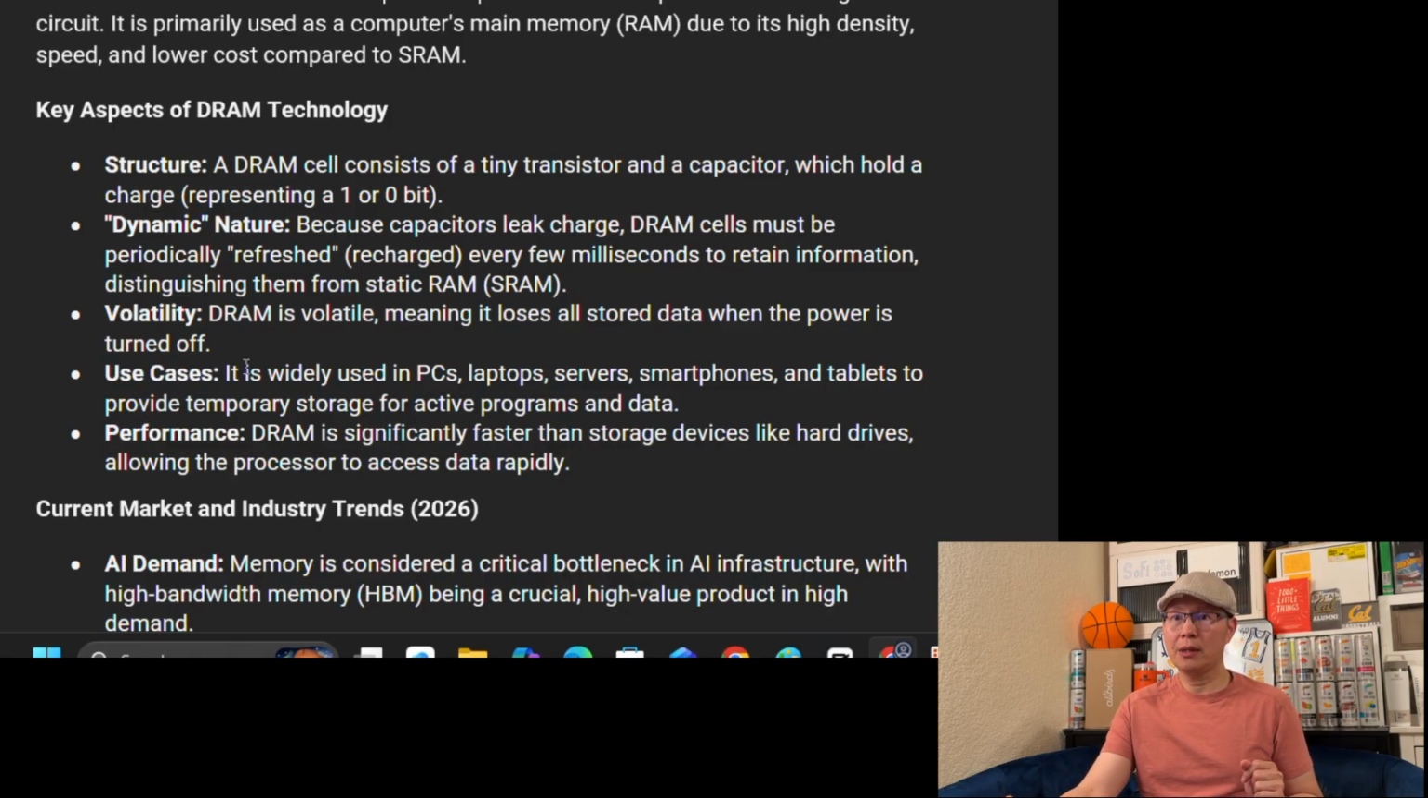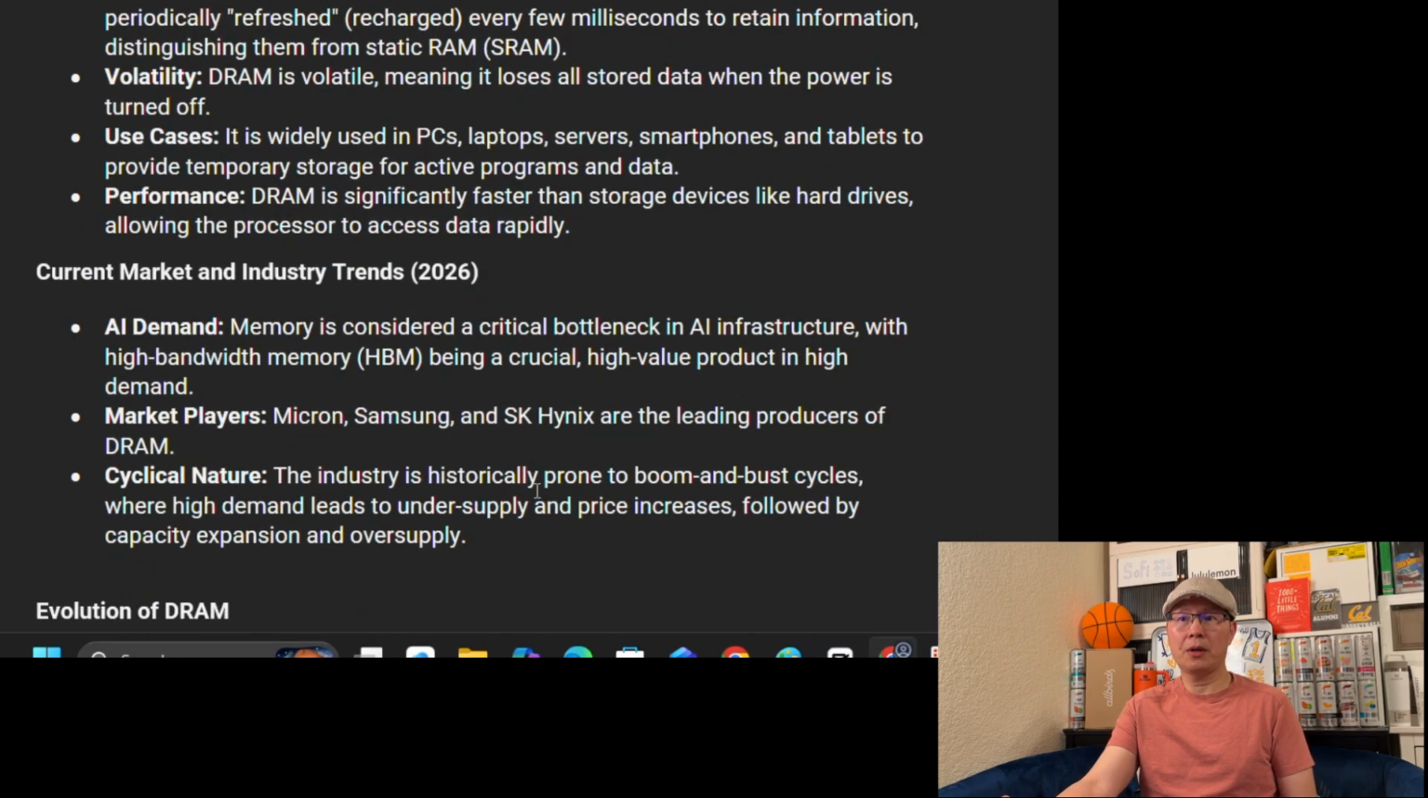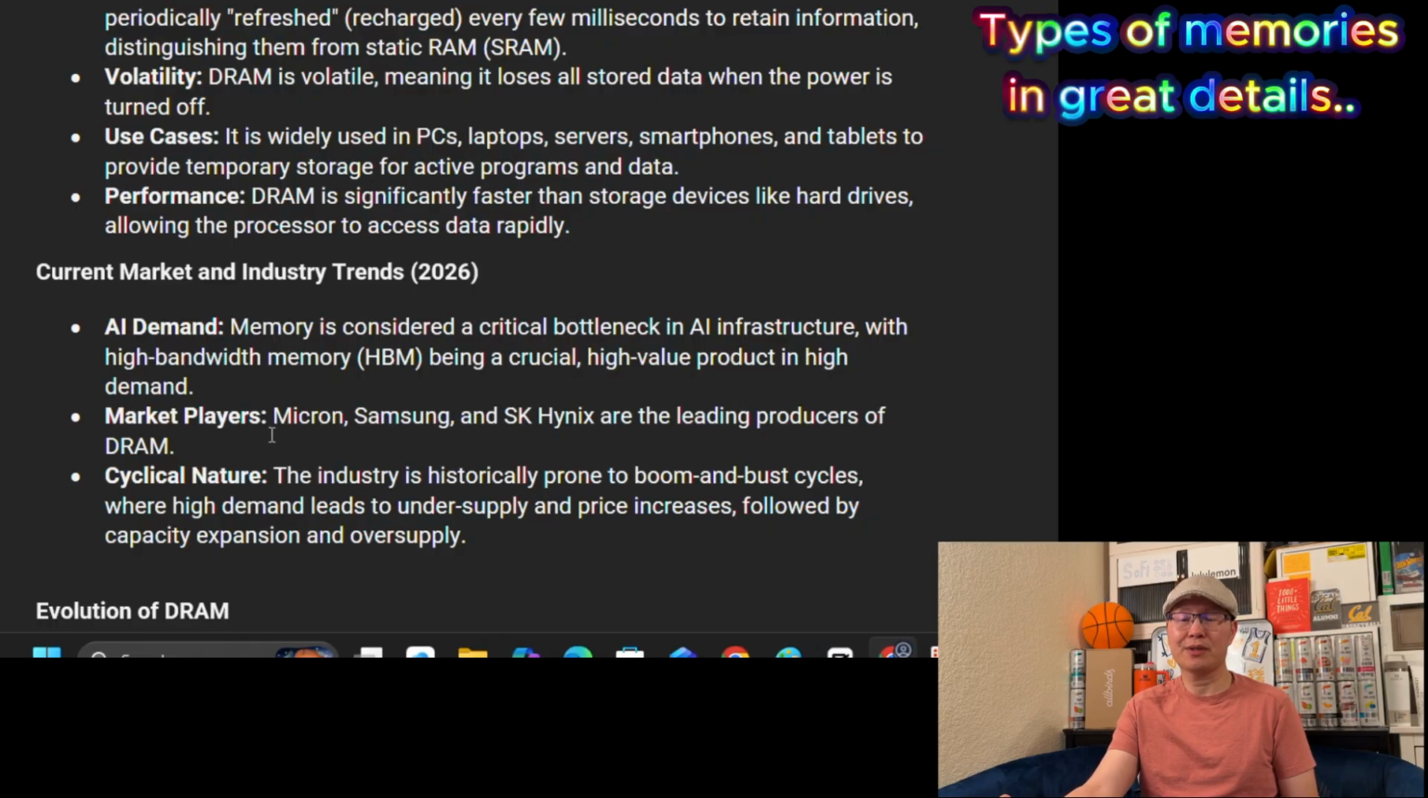Use cases. It is widely used in PCs, laptops, servers, smartphones, and tablets to provide temporary storage for active programs and data. Performance: DRAM is significantly faster than storage devices like hard drives, allowing the processor to access data rapidly. Current market and industry trends in 2026, AI demand. Memory is considered a critical bottleneck in AI infrastructure, with high bandwidth memory (HBM) being a crucial high-value product in high demand. Market players Micron, Samsung, and SK Hynix are the leading producers of DRAM.